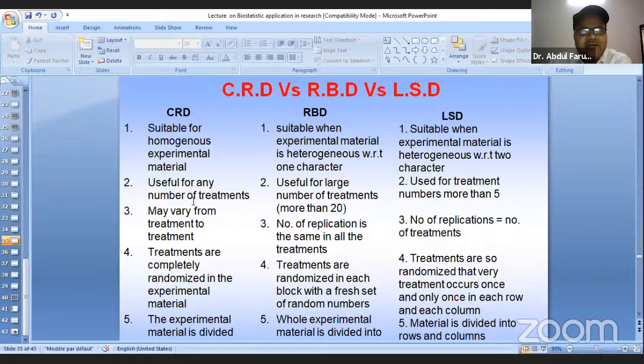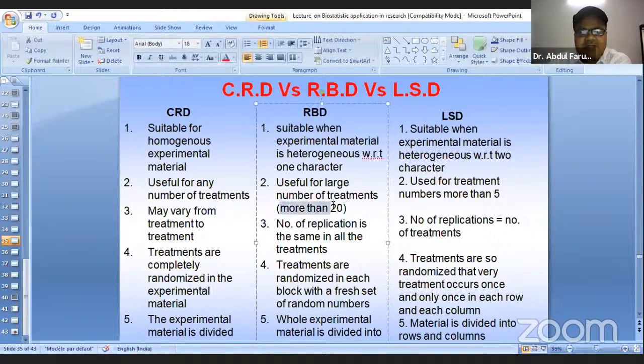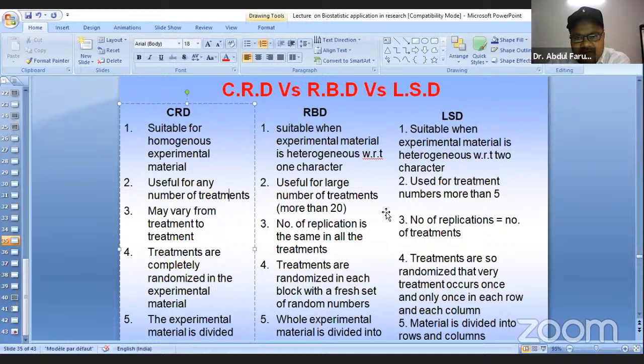It is useful for any number of treatments. It is useful for a large number of treatments, more than 20. They are used for a treatment number of more than 5.